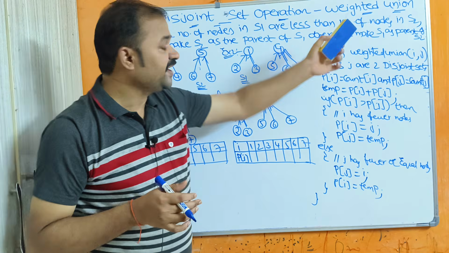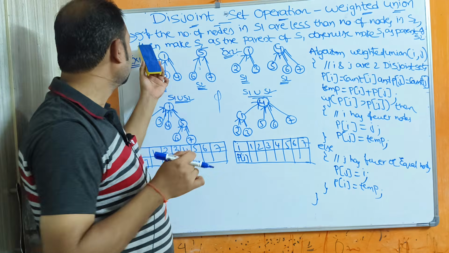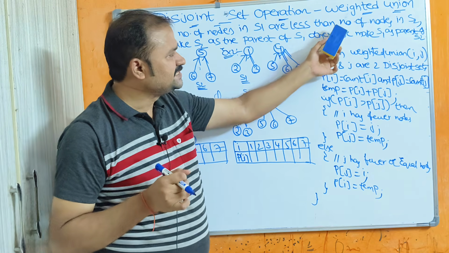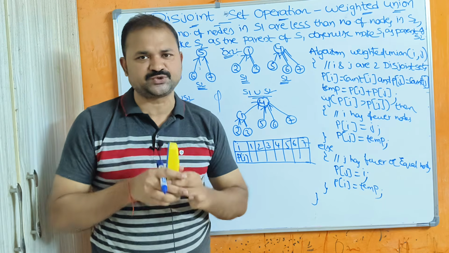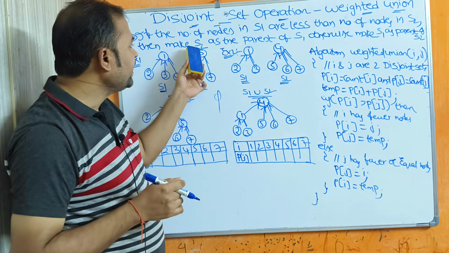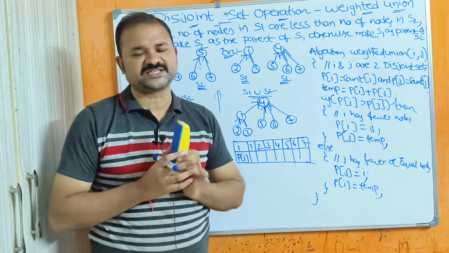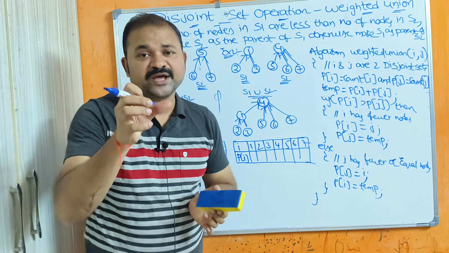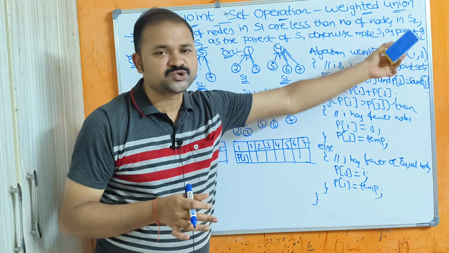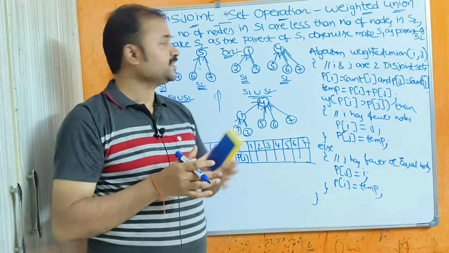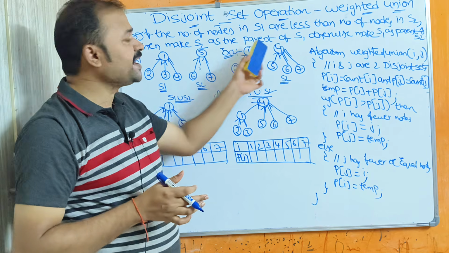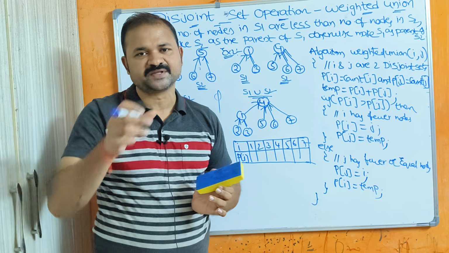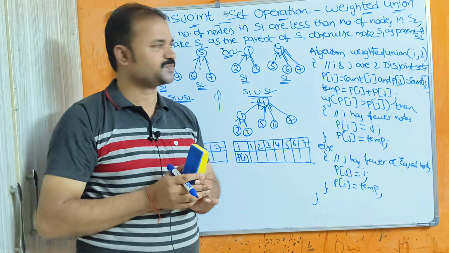Then the weighted union rule means if the number of nodes in S1 is less than the number of nodes in S2, then make S2 the parent of S1. That means S1 has fewer nodes, whereas S2 has more nodes. Then we have to make S2 the parent of S1, so S1 is the child. S1 is a subtree which is a child attached to S2.